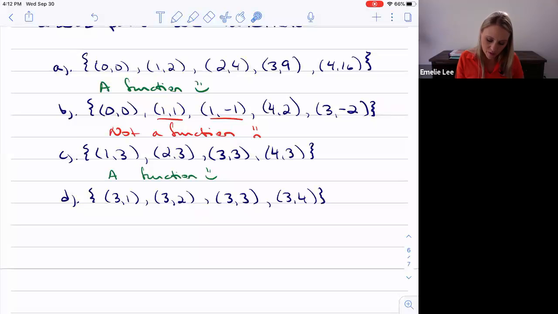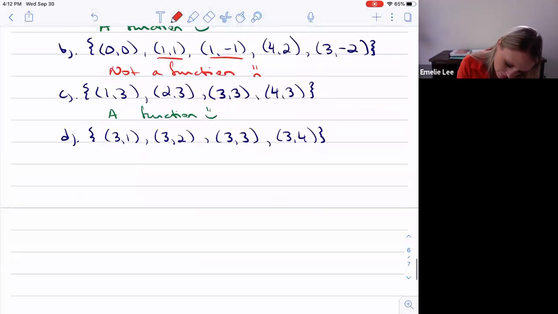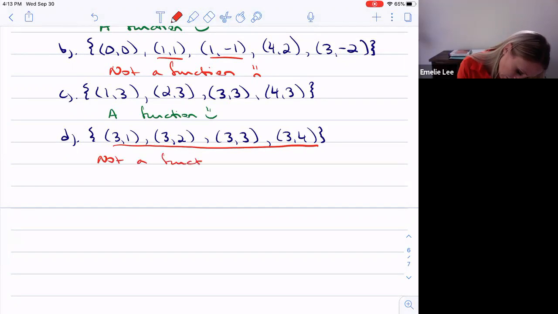So have a look at the last one. So 3 goes to 1, 3 goes to 2, 3 goes to 3, and 3 goes to 4. That's a no-go for me, right? Because from 3, I've got 4 branches, and that's not a function. Because all of these are the culprit. Not a function.